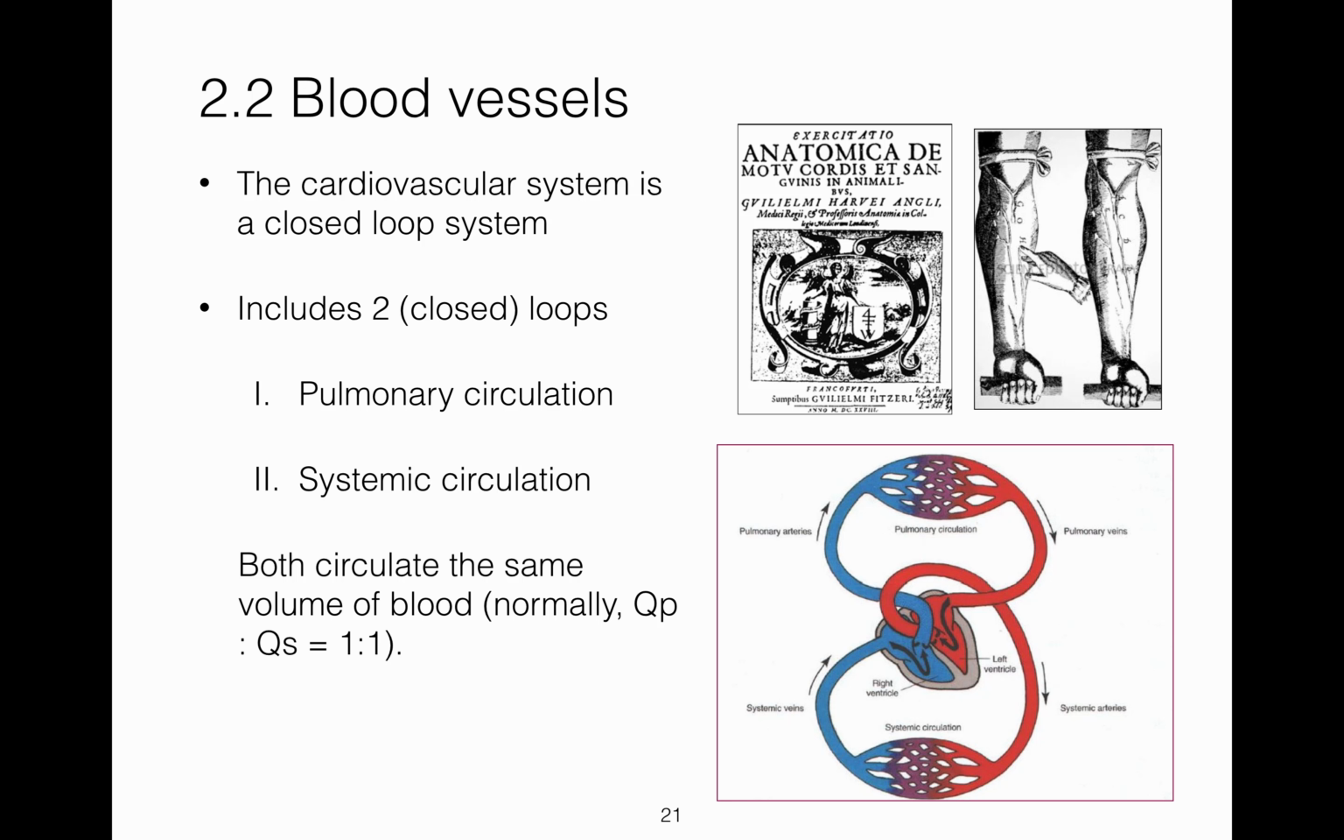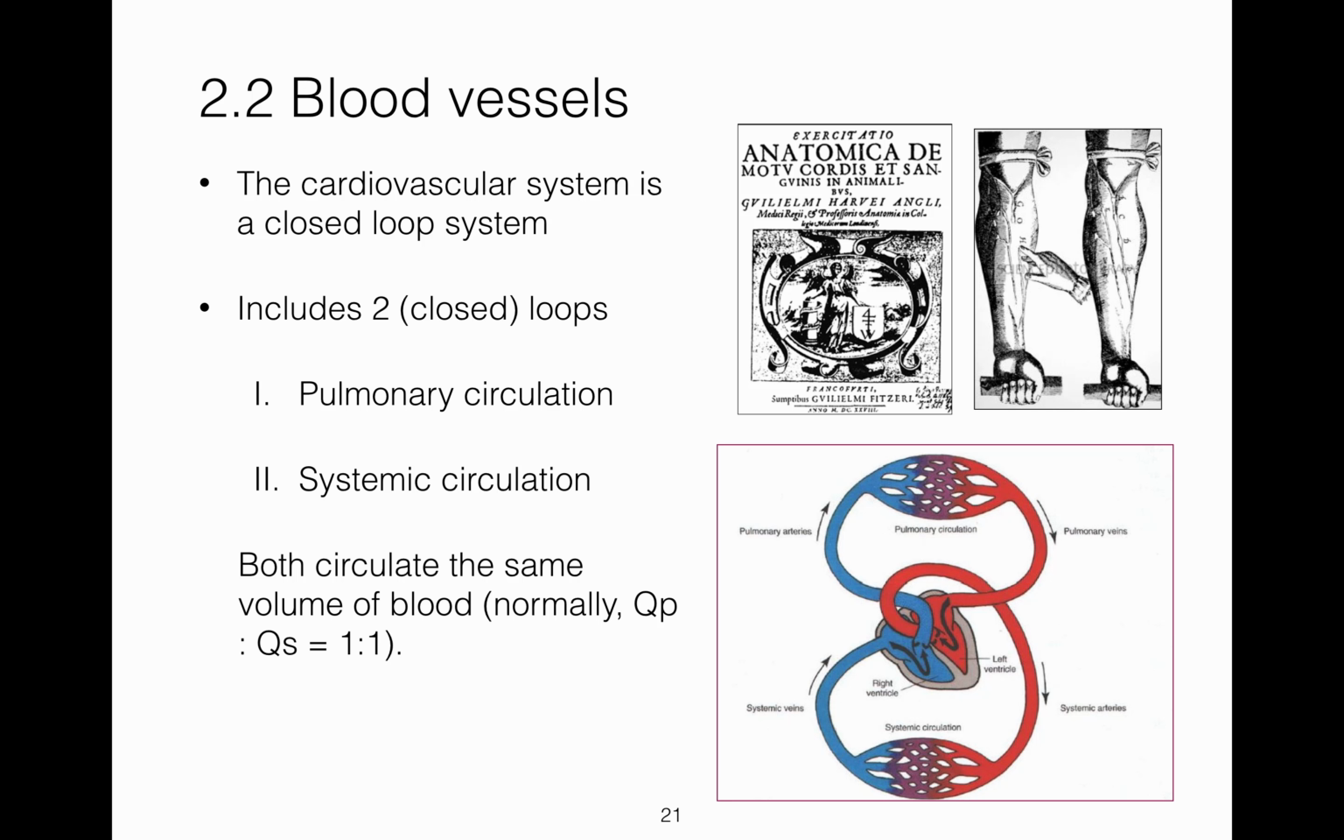In 1628, British physiologist William Harvey accurately described the cardiovascular system as a closed-loop system, such that blood is pumped out of the heart through one set of vessels and returns to the heart via another. More specifically, the cardiovascular system is composed of 2 closed-loop systems, which both originate and return to the heart: the pulmonary and the systemic circulations.